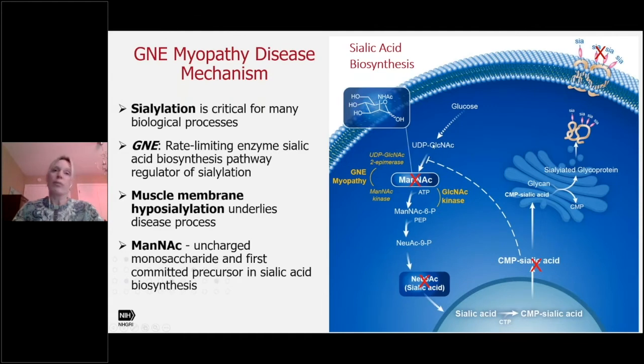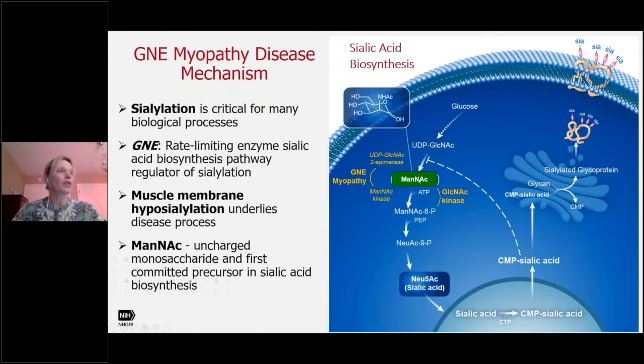Remember I said no patient has no GNE. So you always have some residual activity, you have some residual GNE protein left. So there is enzyme activity, but decreased. You cannot make enough sialic acid, and proteins likely do not receive enough sialic acids on them. And one other aspect is, oh no, I'll get to that later.